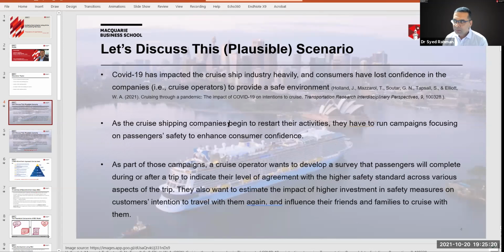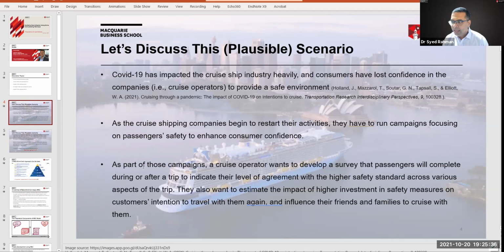As the cruise shipping companies begin to restart their activities, which they're doing now, they have to run campaigns, I mean marketing campaigns, focusing on passenger safety to enhance customer or consumer confidence.